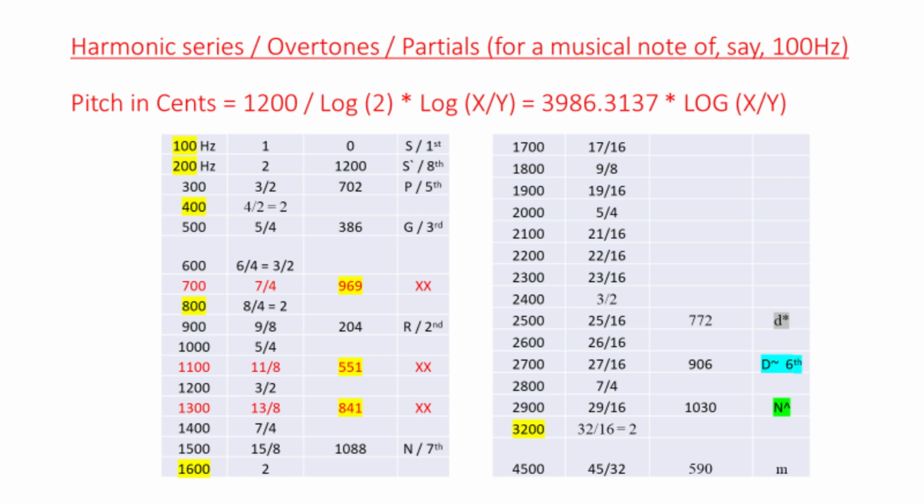The other fractions like 11 by 8 and 13 by 8, which are marked and highlighted in yellow, are not useful for us because they fall too close to, or halfway between, two semitones. They are called quarter tones.